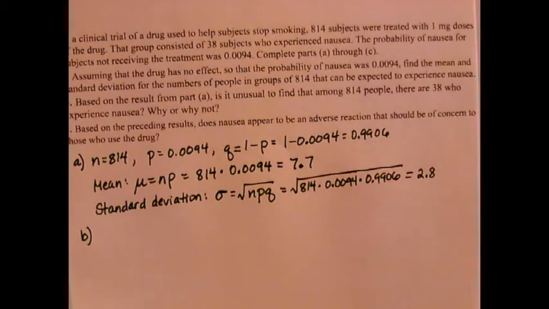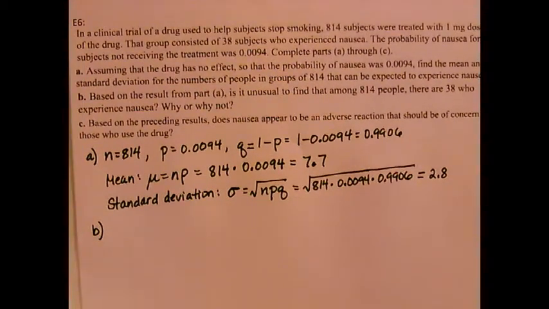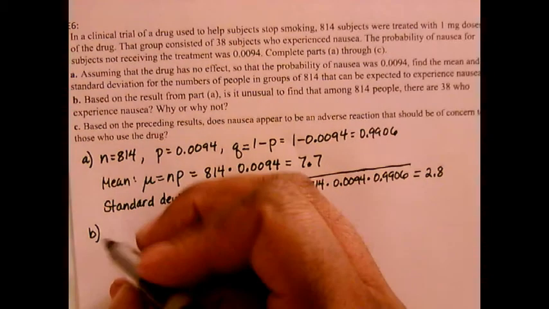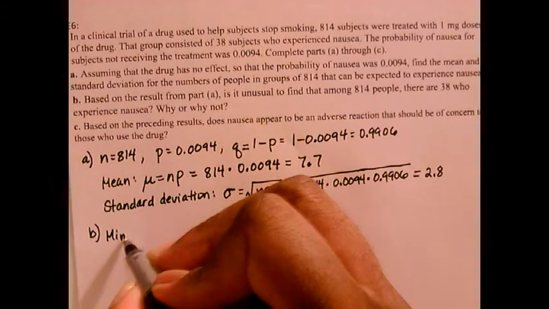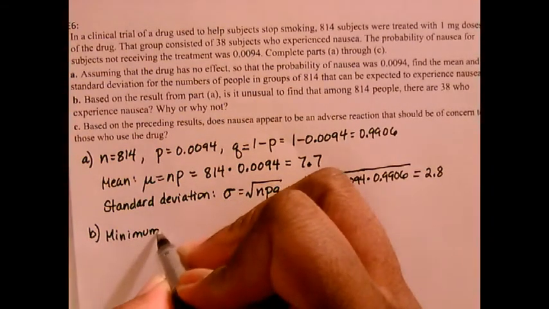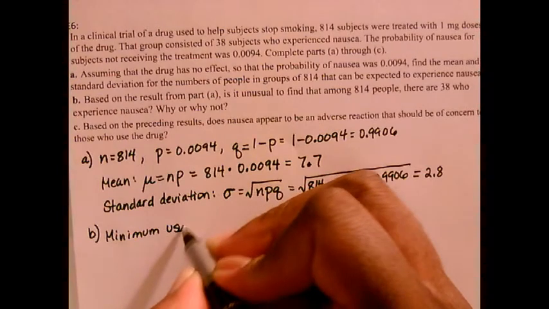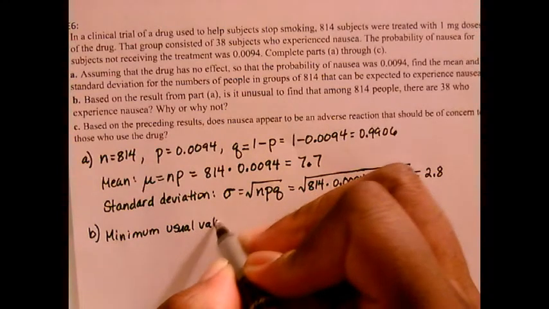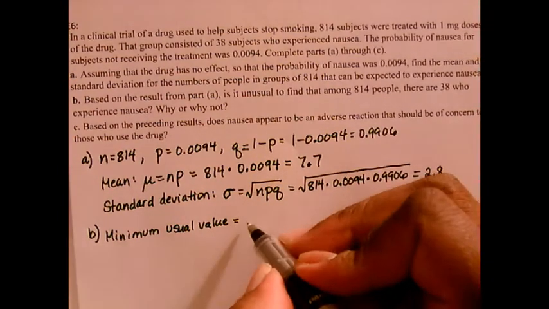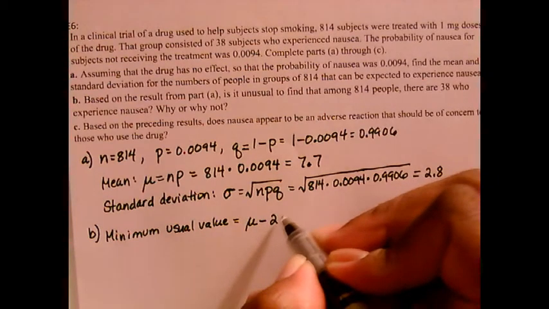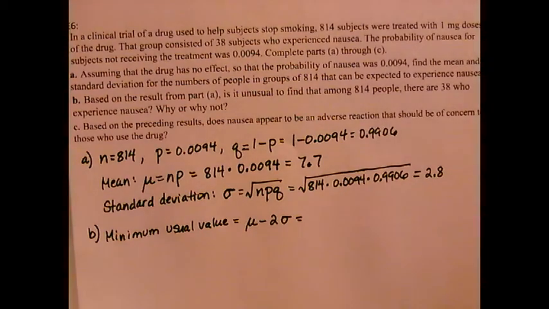Now part B is this. Based on the result from part A, is it unusual to find that among 814 people, there are 38 who experience nausea? Why or why not? So here we need the minimum usual and the maximum usual values. The minimum usual value is just going to be mu minus 2 times sigma.